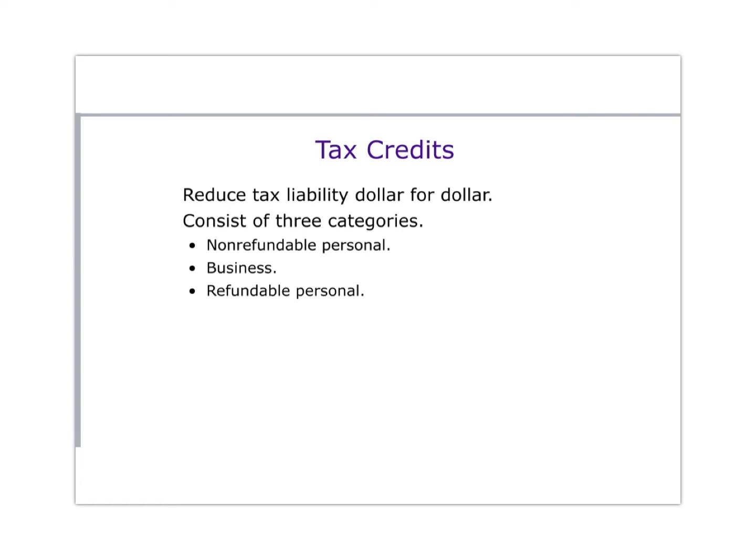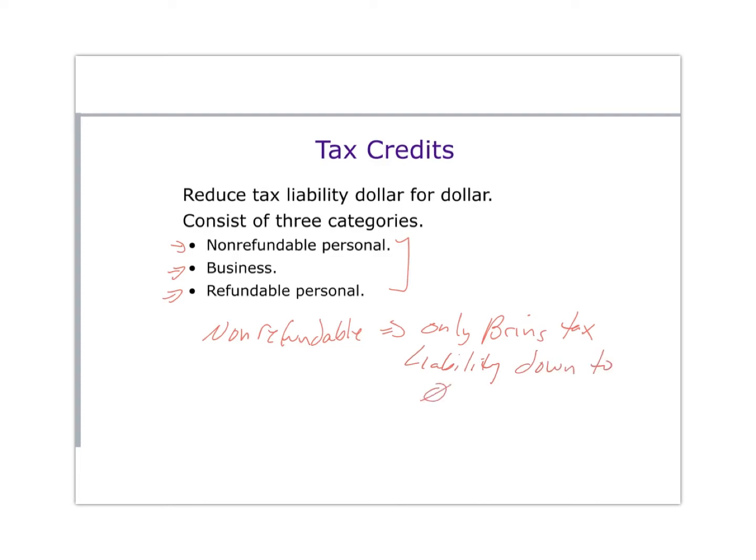So here we go. Basically, you have three categories of tax credits. You have non-refundable personal credits, you have business-related tax credits, and then you have refundable personal tax credits. So we've talked about non-refundable versus refundable before. Remember, non-refundable only bring tax liability down to zero, okay?